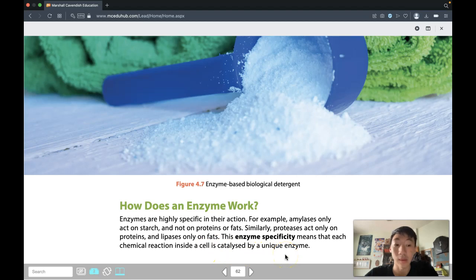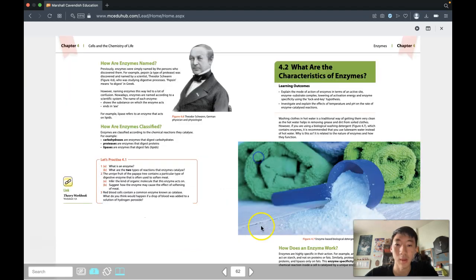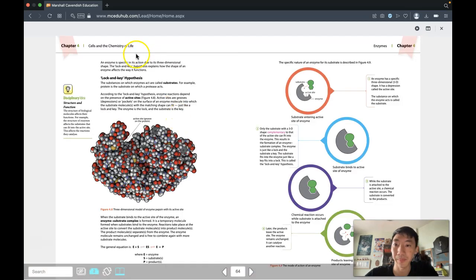Now inside our body, there are actually hundreds of different enzymes. Each of them has a certain purpose and they only do that one thing. That is what I mean by highly specific. An amylase cannot act on other things. A lipase only acts on fat and nothing else. Why is that the case?